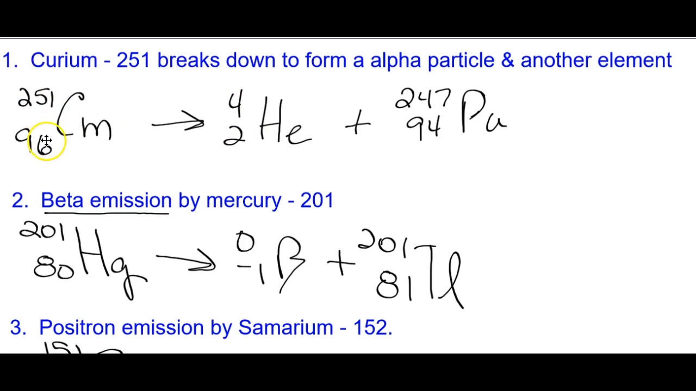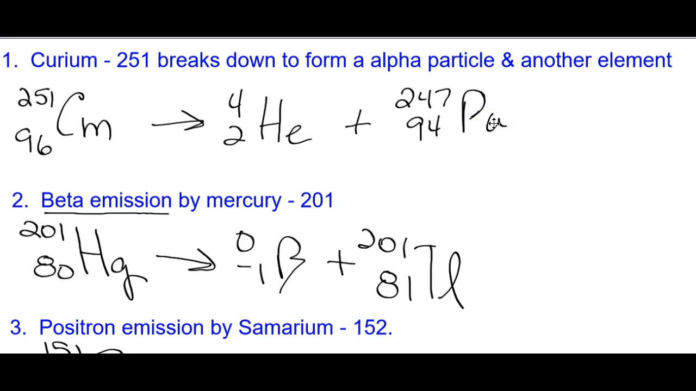Now looking at the bottom, I have 96 and 2. Remember, we don't have this part yet down here. We have 96 and 2, so I got to get them both to 96. So I say, what plus 2 gets me to 96? A 94. So I put 94 here, and then I put the symbol there for myself so that I get a total of 96 on the bottom, and then 94 is Pu, plutonium.